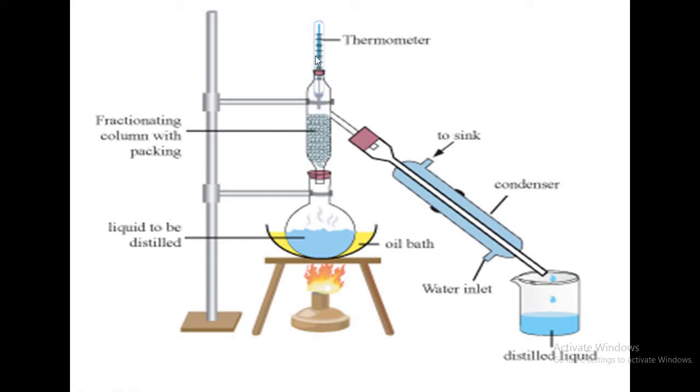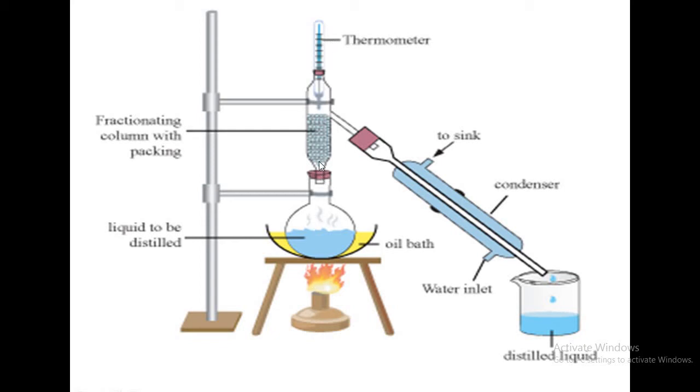So when the temperature shows the first steady reading of 78, that is the boiling point of ethanol, where all the ethanol will be separated and boil off. And then when all the ethanol is done with its separation, the temperature on the thermometer will start rising, and the second steady reading you will see at 100 degrees, where water will start boiling.